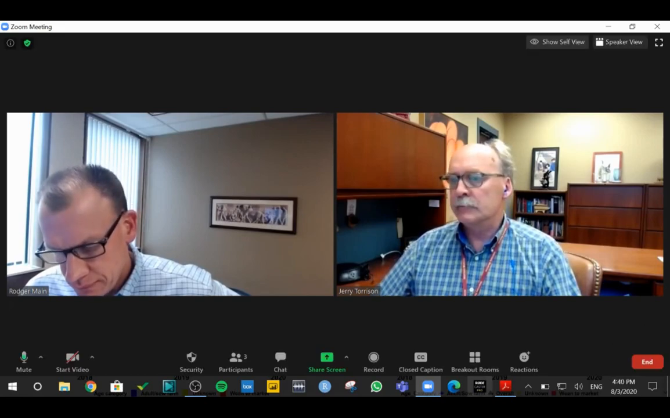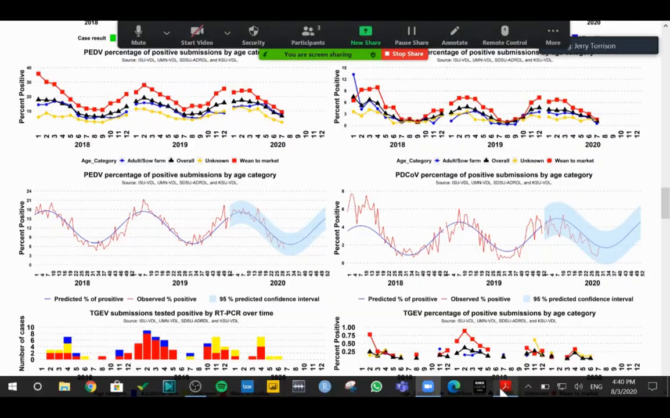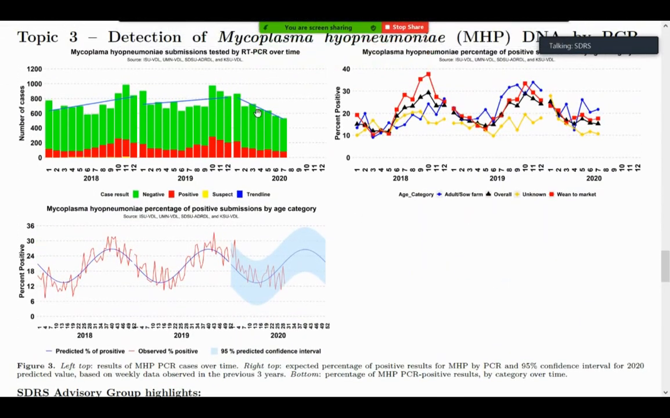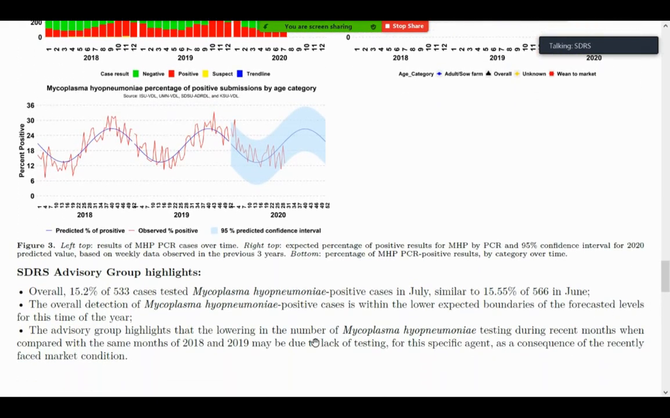Yeah, that's correct. When you look at the mycoplasma hyopneumoniae detection, the number of cases tested is decreasing in the last few months. And the advisory group did highlight back to us that this decreasing number of cases tested for mycoplasma hyopneumoniae is a consequence of the issues faced in the latest months on market animals. So systems that are looking to eliminate the agent, or are negative, continue to test, but others have taken off some of this testing for detecting mycoplasma hyopneumoniae.